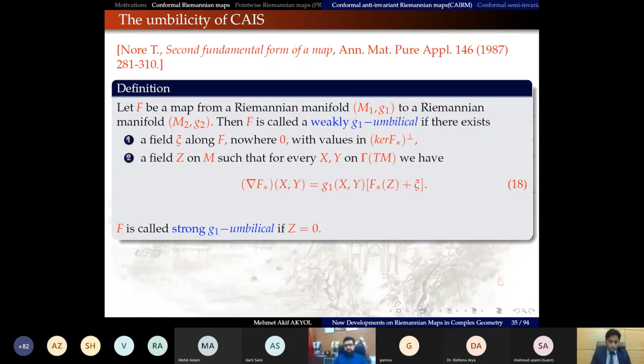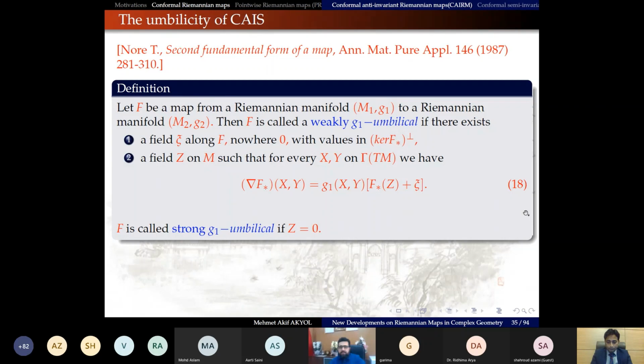And in this part, I will talk about the weak umbilicity of the map. F is a map from a Riemannian manifold to a Riemannian manifold. This definition is given by Nora, in a paper on the second fundamental form of a map. In that paper, there are many different kinds of notions, like G1 umbilical and some properties of the second fundamental form. It is also a good paper.